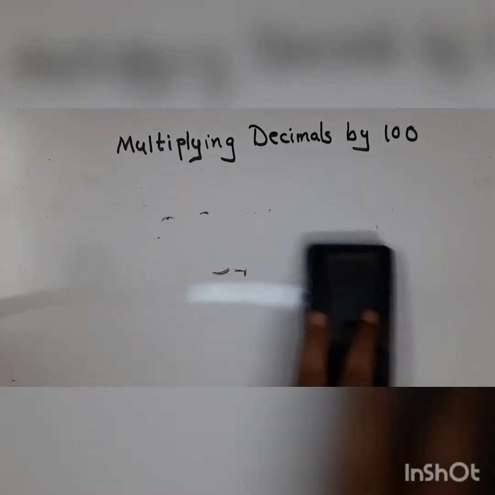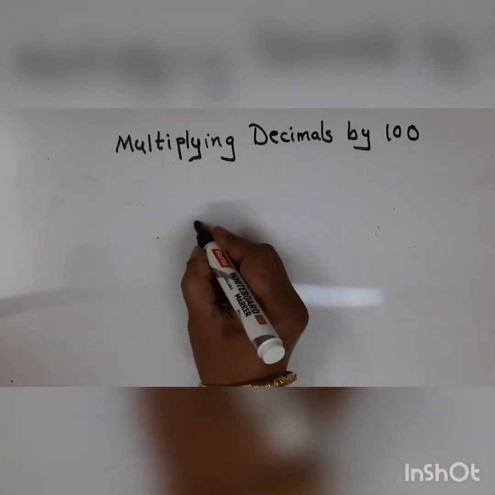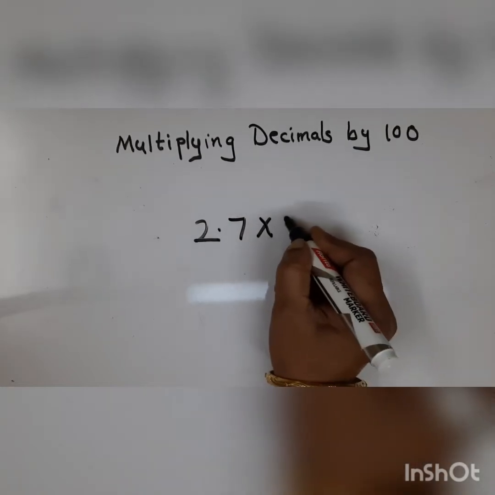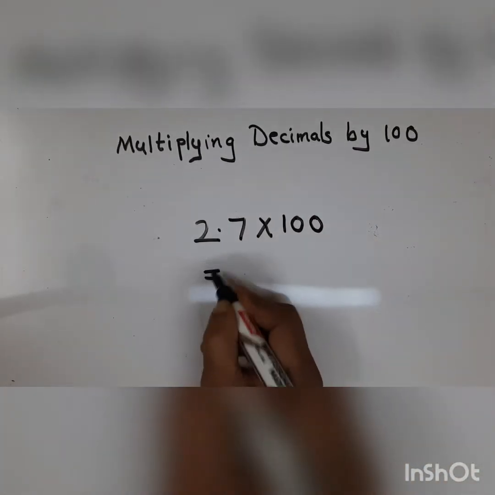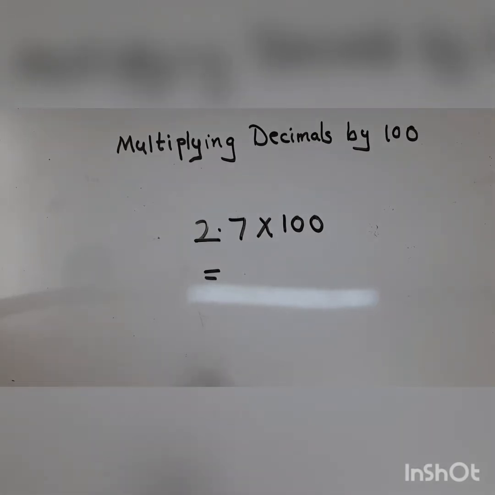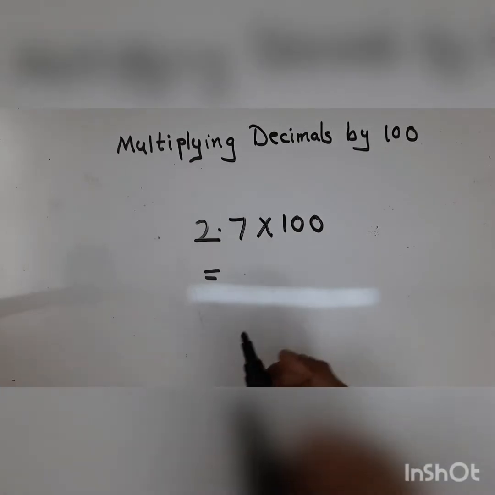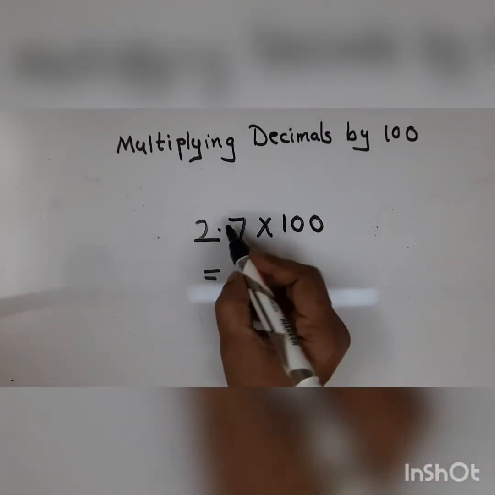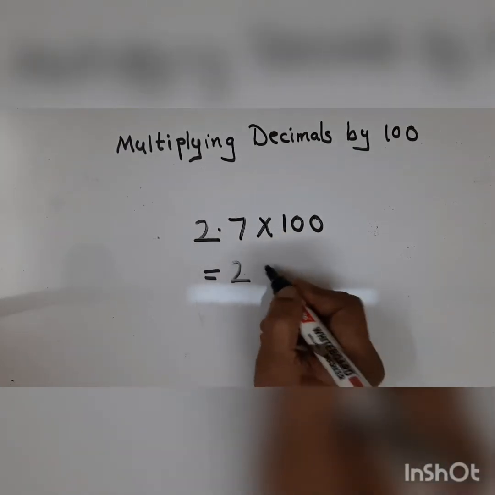Now how about this one? 2.7 into 100. Now children, look here. It will shift 1 place and then 2 places. But now look at the other place, children. There is nothing over there, correct? When you shift this 1 place, 2 places, there is nothing right here.